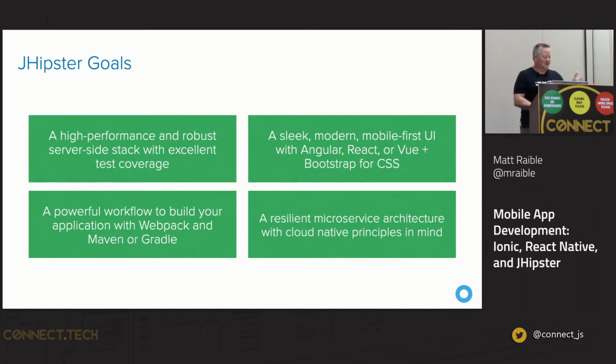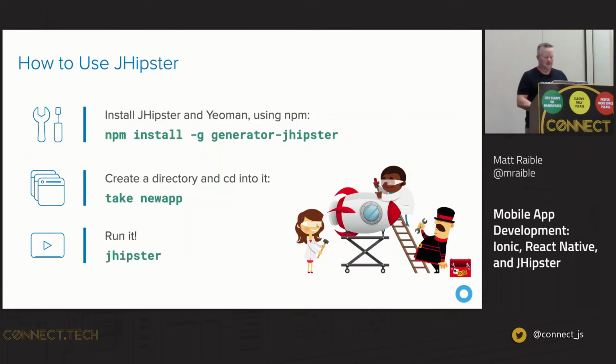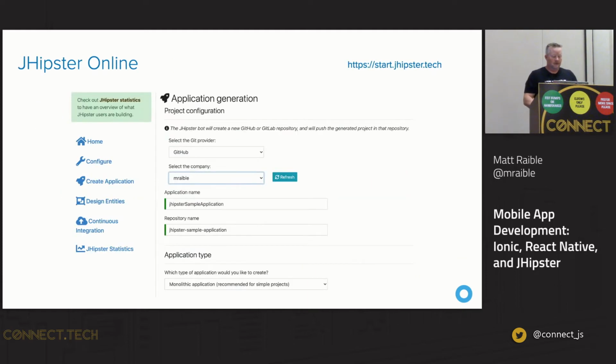And then the last goal that doesn't fit on the slide is infrastructure as code, so you can quickly deploy to the cloud. So I already showed you this slide about how to install JHipster. There's also JHipster Online, so if you go to start.jhipster.tech, it's similar to start.spring.io. You can go through and just choose the options from a dropdown, and then you can download the project, or you can push it to GitHub or GitLab. This is what it looks like. It's just a web page that's got all the choices in there.